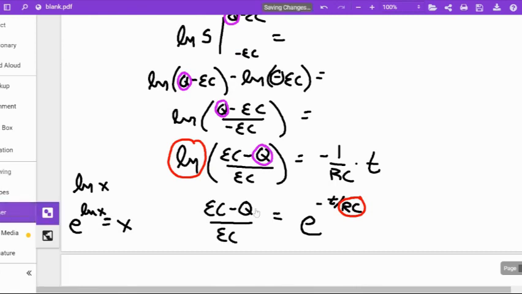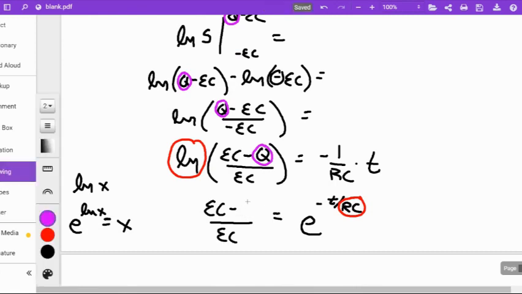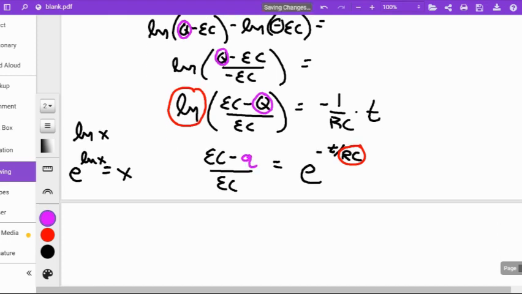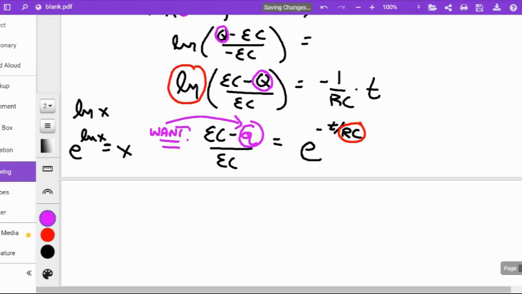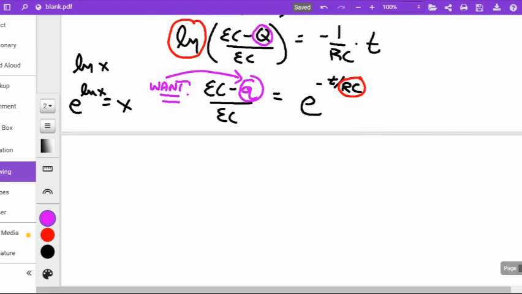And in fact, I'm just going to erase this last line here, and I'll make that a lowercase q, because that's a function. That's the function we want. That's the function, right? It's a function of time. So we just have to get that by itself. Sorry about that little switcheroo there. So do a tad bit of algebra. You're going to have EC minus q is equal to EC times the exponential of negative t over RC.